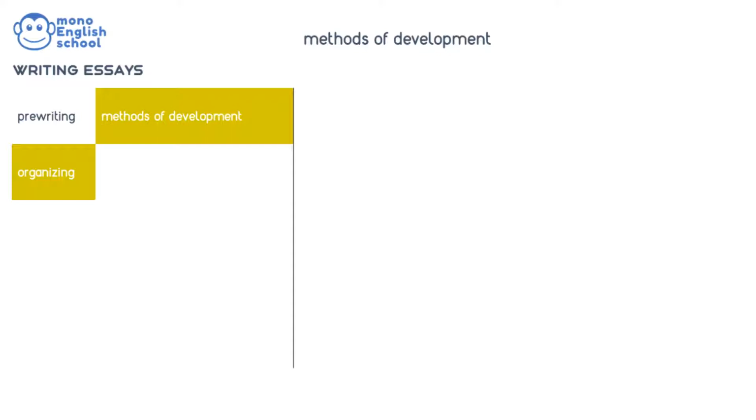Methods of development describe how we process information. Your overall essay should follow a method of development, and each individual paragraph within should have a method of development also. There are 8 common methods of development.